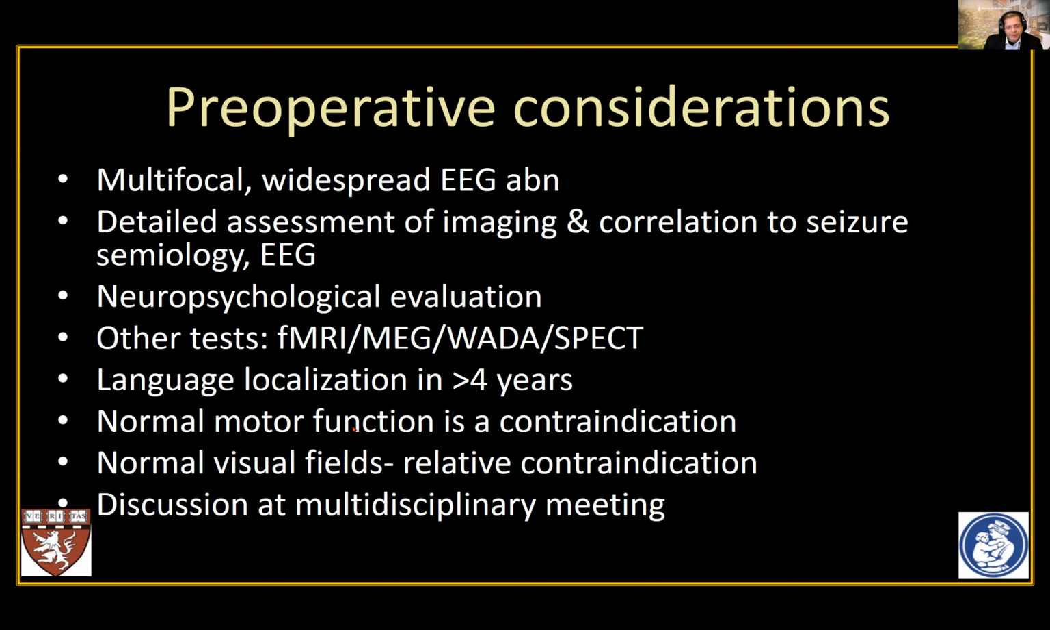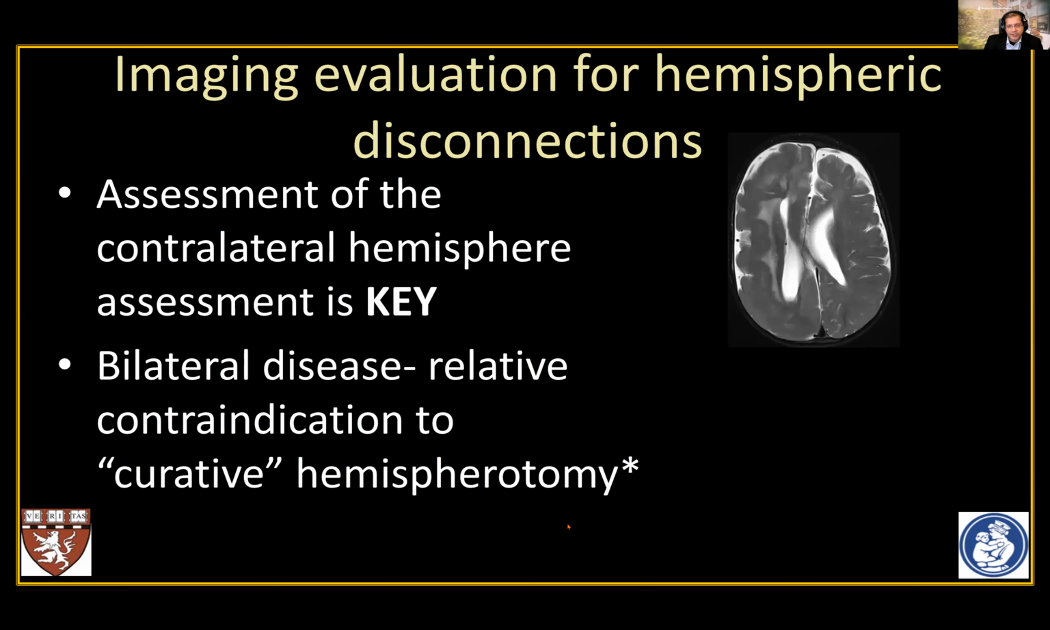Having normal motor function is a contraindication because patients will lose motor function once hemispherectomy is completed. Normal visual fields is a relative contraindication, and sometimes the patients and the parents may choose to lose a bit of vision to get seizure freedom. This discussion occurs at a multidisciplinary meeting, and once that's done, you move to the next stage for surgery.